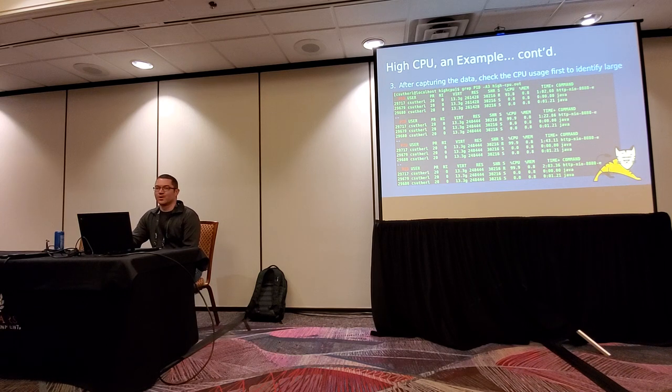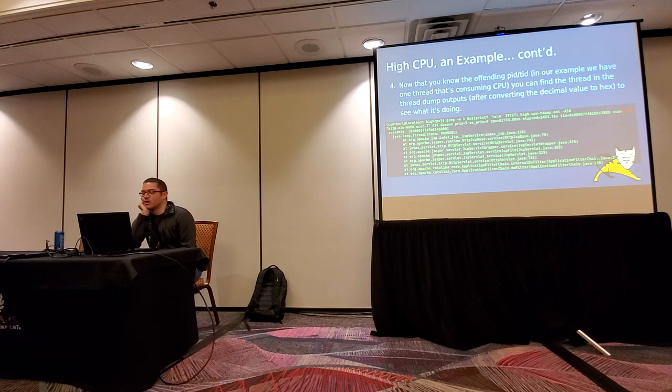So you may be wondering why that is. So you can grab the PID, it'll be a decimal value. I did some more fancy CLI stuff here to convert that to a hex, and grab that and the 10 subsequent lines from the thread dump.